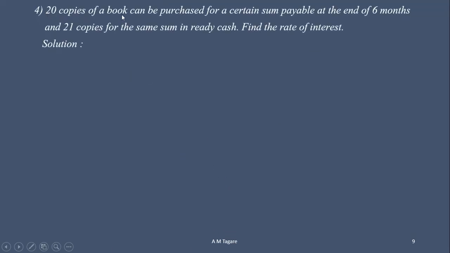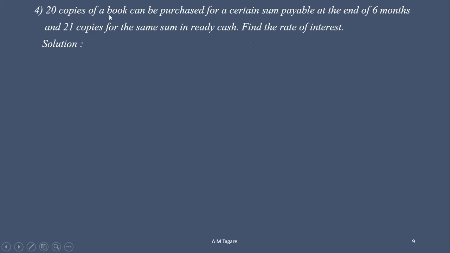20 copies of a book can be purchased for a certain sum payable at the end of 6 months, and 21 copies for the same sum in ready cash. Find the rate of interest. Now in this example, one situation is given and we want to find the rate of interest.